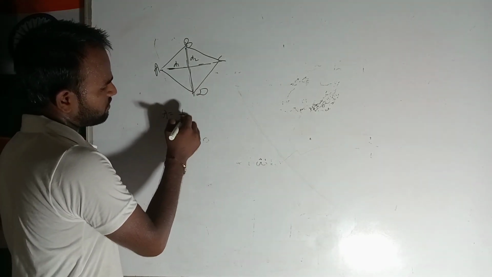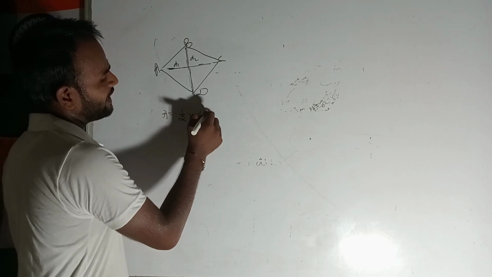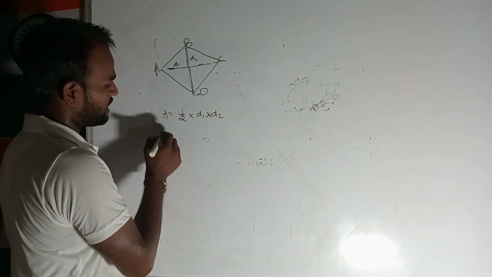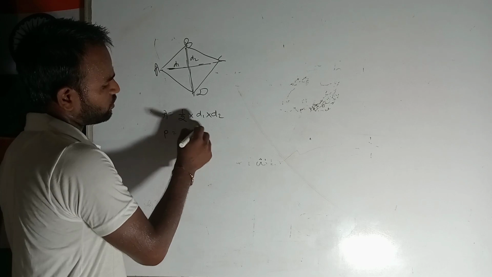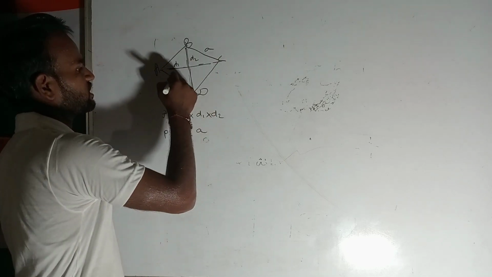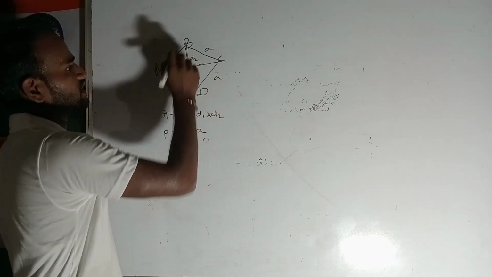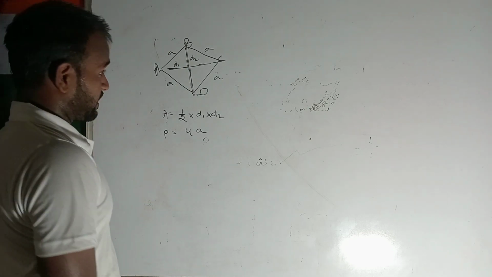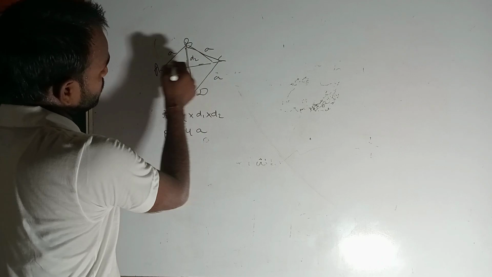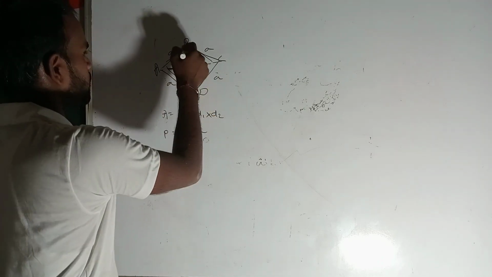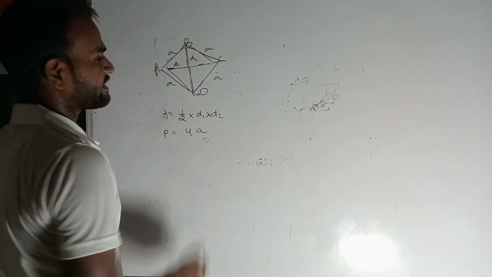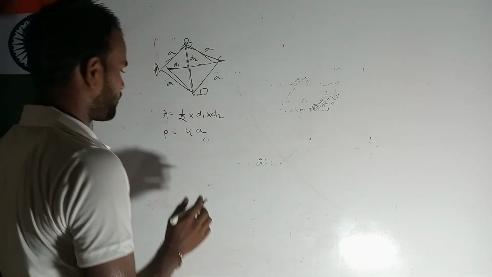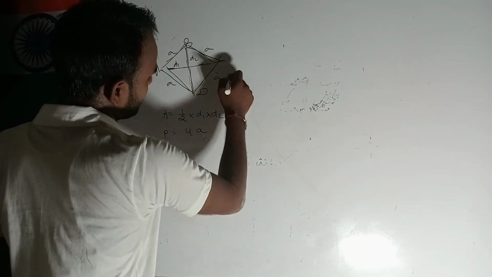The area of a rhombus is half D1 D2. The perimeter equals 4 into A. Suppose each side is A, then the perimeter of the rhombus will be 4A. Opposite sides are parallel, so opposite angles are equal and adjacent angles are supplementary. Simple formula. So let me take a numerical value.